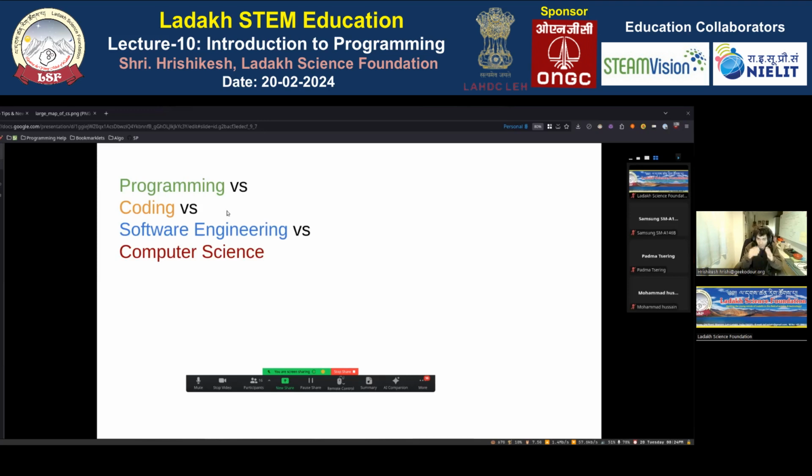So breaking down this problem, we remove coding altogether. We are not going to talk about coding. When we say coding, it's equal to programming. That's what we are going to imagine here, right? Now we have programming, software engineering, and computer science.